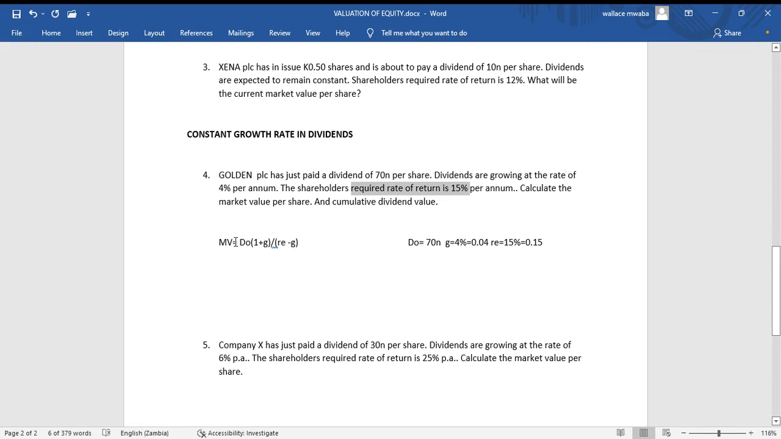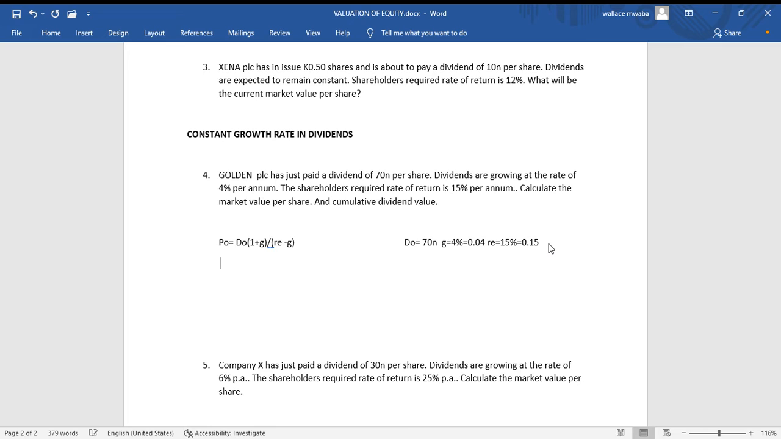In other books, you see it as P0. Maybe let me just also write it as P0. So we can now substitute. Have I answered your question? Yes. So we can decide if we want to leave the answer in ngwe or if we want to leave it in kwacha. Should we leave it in ngwe or kwacha?